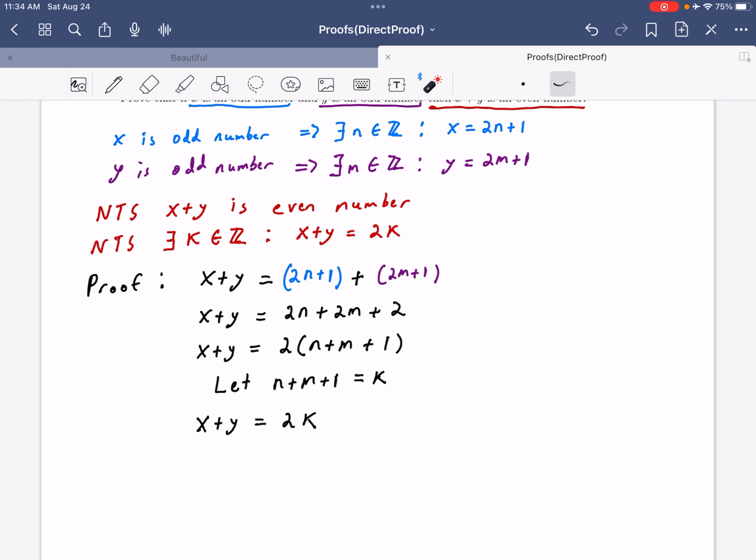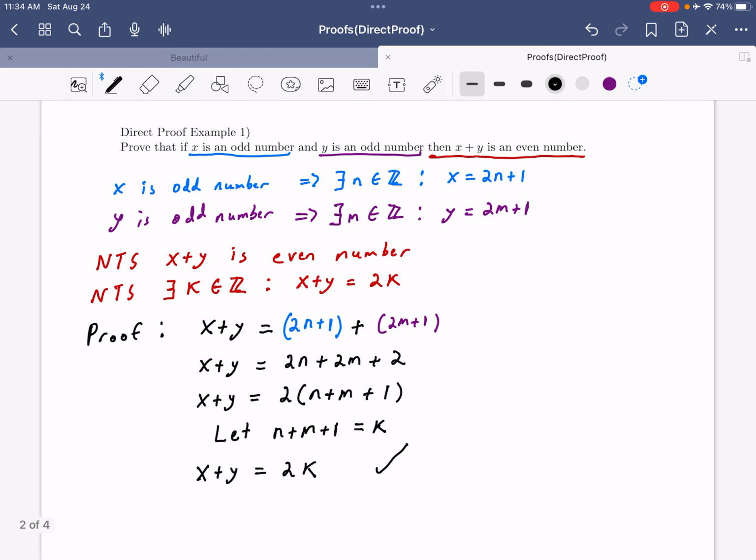We needed to show that there exists a k. What is our k? Our k is n plus m plus 1, such that x plus y equals that 2k. We've reached our need to show, and we've definitely confirmed to our reader that was our goal. We've reached our goal. We've finished our proof. And there we go. We've done our first direct proof showing that the sum of 2 odd numbers is guaranteed to be an even number.